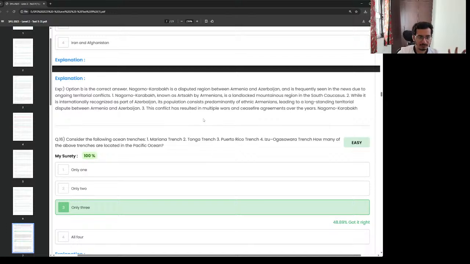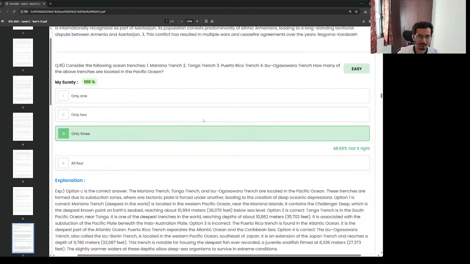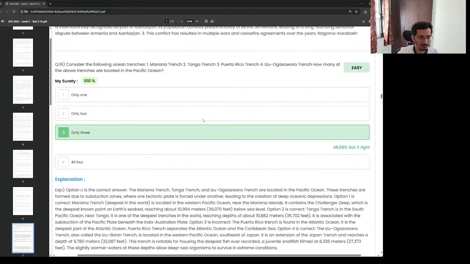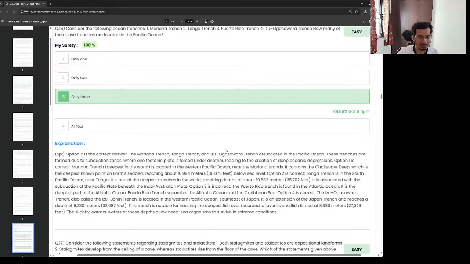Mariana Trench, we know obviously it is the deepest trench in the world. Tonga Trench is somewhere near Indonesia, I think. And Puerto Rico Trench is obviously just near Puerto Rico, which is in the Atlantic Ocean, I want to say. And Izu-Ogasawara Trench sounds like a Japanese trench. So let's see. Yeah, that is perfect.